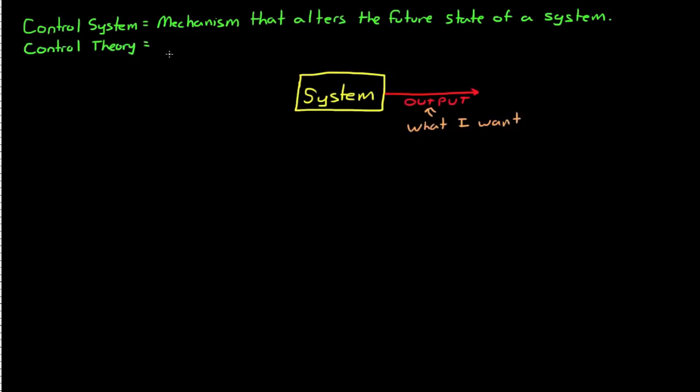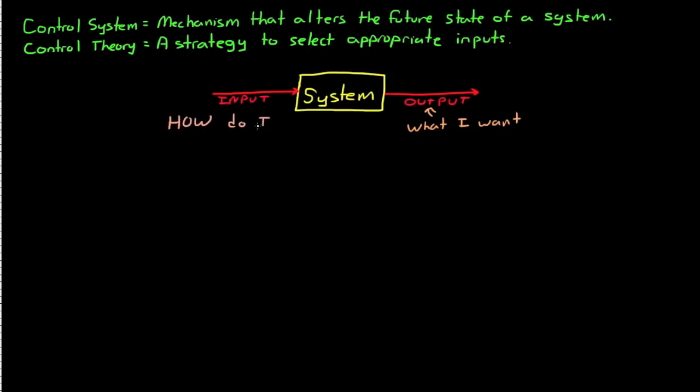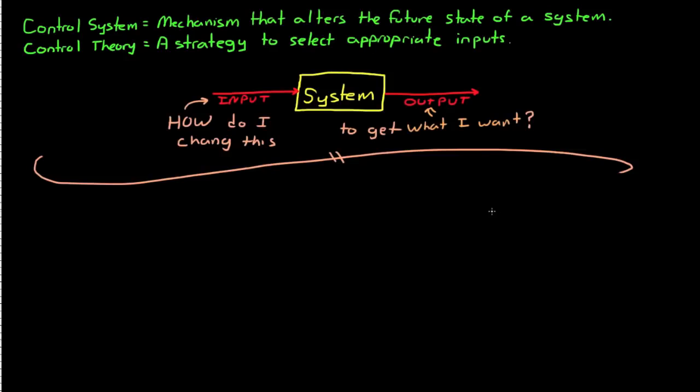Control theory is a branch of mathematics that is concerned with the strategy to select the appropriate input. Or, to put it another way, it deals with how to go about generating that outcome. Without control theory, the designer is relegated to selecting appropriate actions through trial and error.